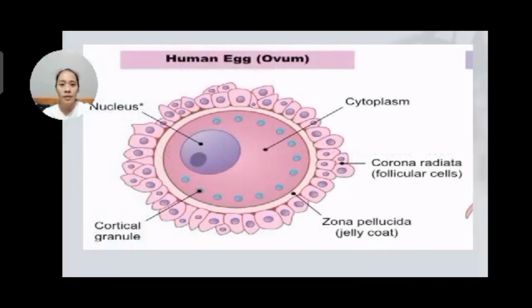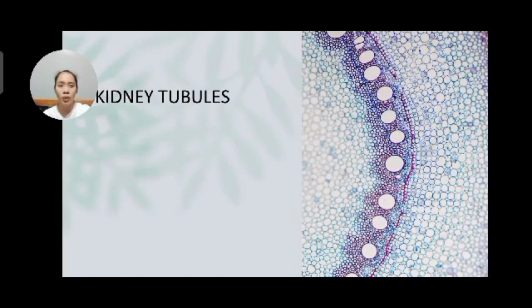So, egg cell. The function of the egg cell is to carry the set of chromosomes contributed by the female and create the right environment to enable fertilization by the sperm. So here are the parts of the human egg cell or ovum. We have the nucleus, cortical granule, cytoplasm, corona radiata or follicular cells, and the zona pellucida or the jelly coat.